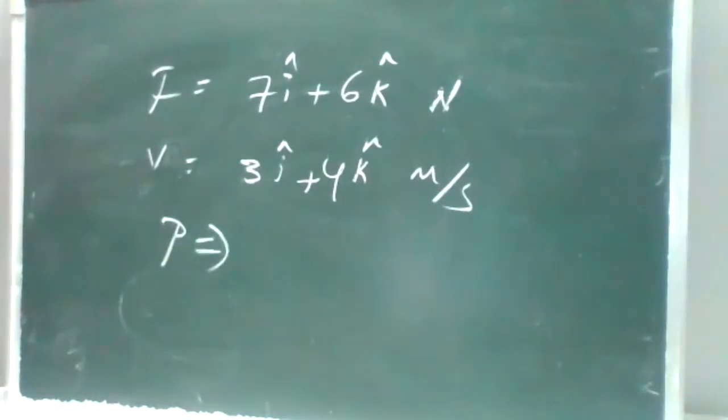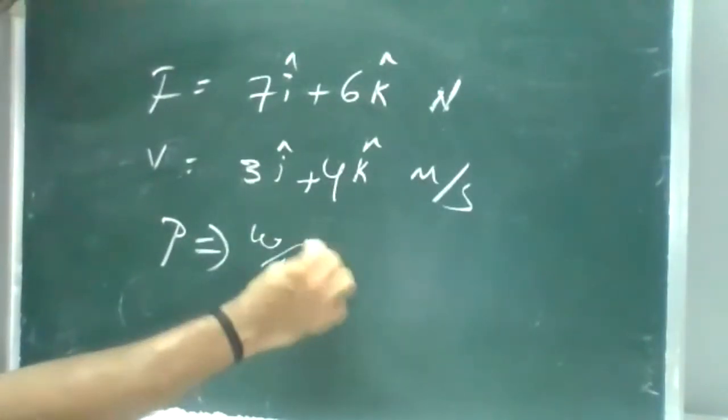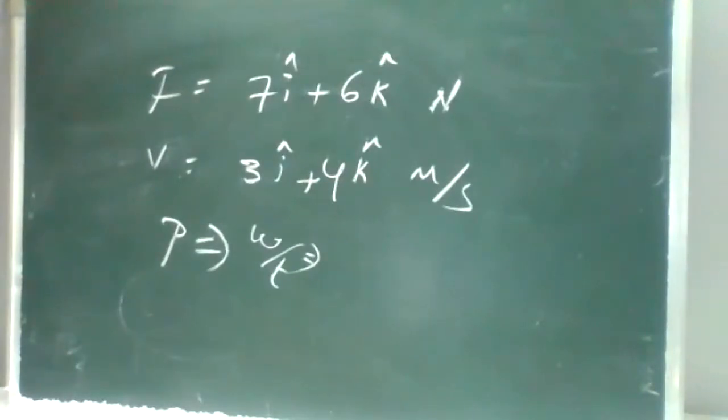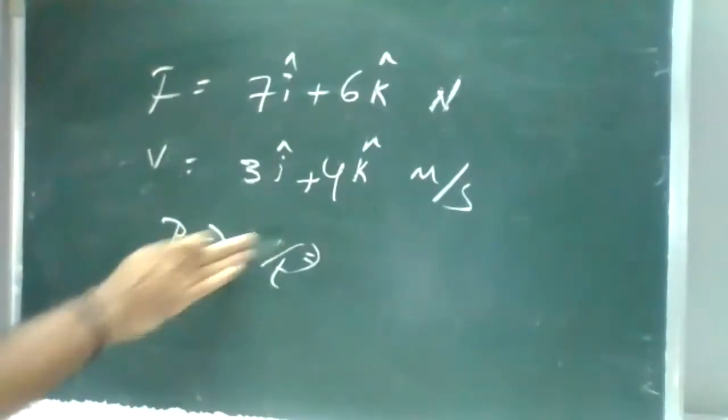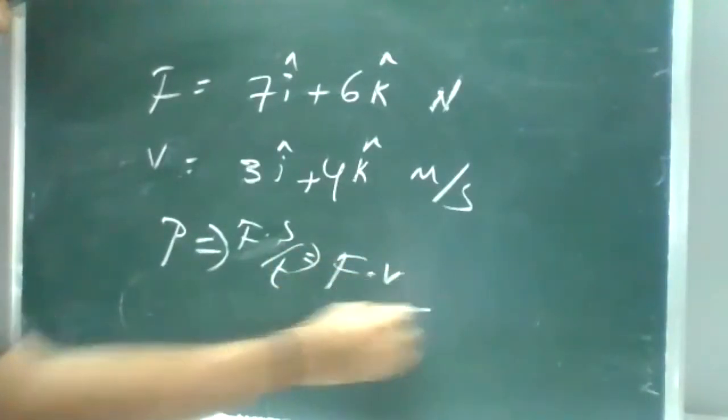What is the formula for power? Power is work by time, but here they haven't given you any work, right? They have given force and velocity. Remember, work is nothing but force into displacement, and displacement by time is velocity. So power is nothing but force into velocity.